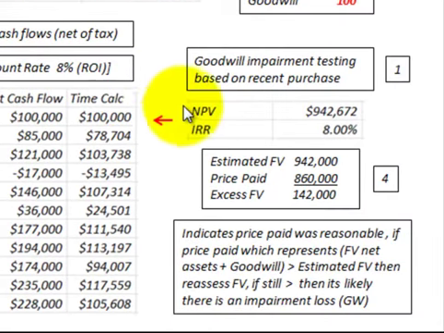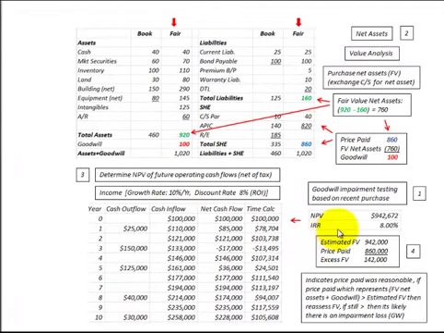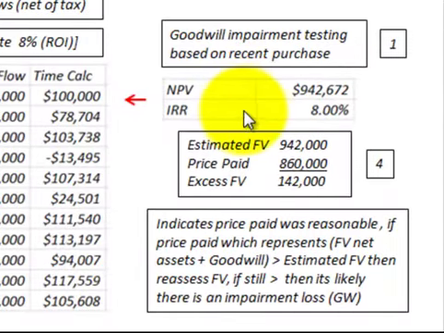So when we discount that back here at 8%, we get a net present value of approximately $942,000 for this acquisition. Now that would be its fair value here, discounted back to the time period that we're looking at, and that's $942,000. Okay, now we can do our goodwill impairment testing.